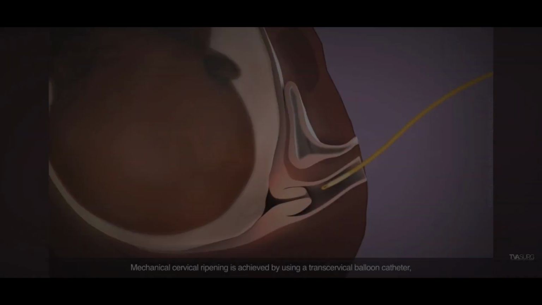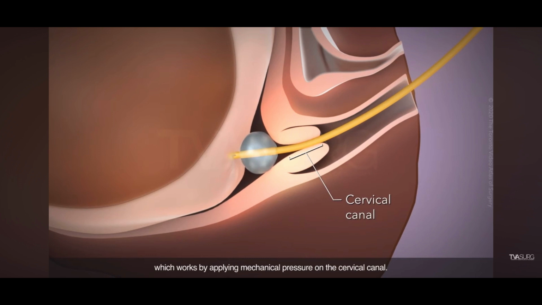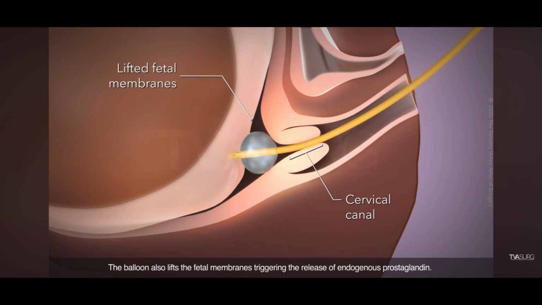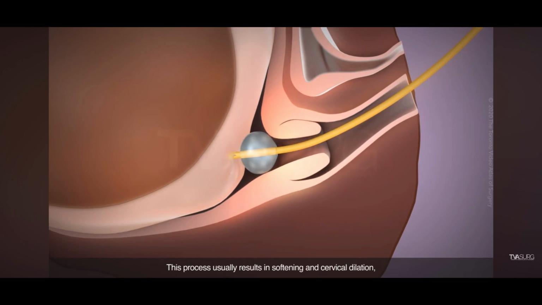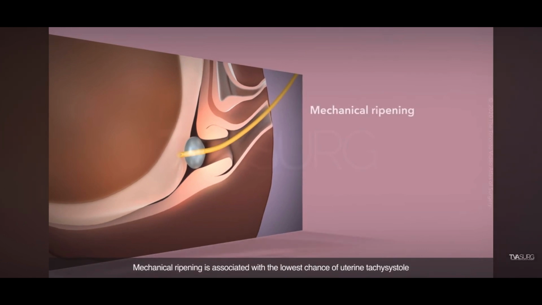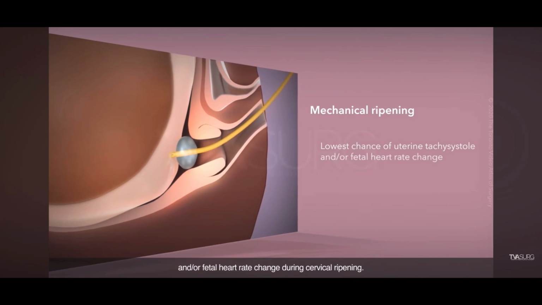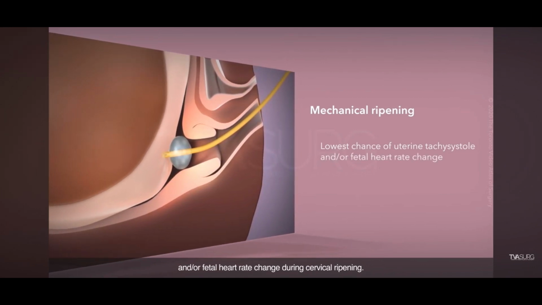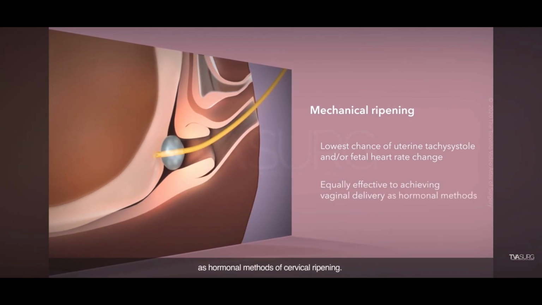Cervical ripening is achieved by using a transcervical balloon catheter, which works by applying mechanical pressure on the cervical canal. The balloon also lifts the fetal membranes, triggering the release of endogenous prostaglandin. This process usually results in softening and cervical dilation, with less of an effect on effacement. Mechanical ripening is associated with the lowest chance of uterine tachysystole and/or fetal heart rate change during cervical ripening. Mechanical ripening is equally effective to achieving vaginal delivery as hormonal methods of cervical ripening.